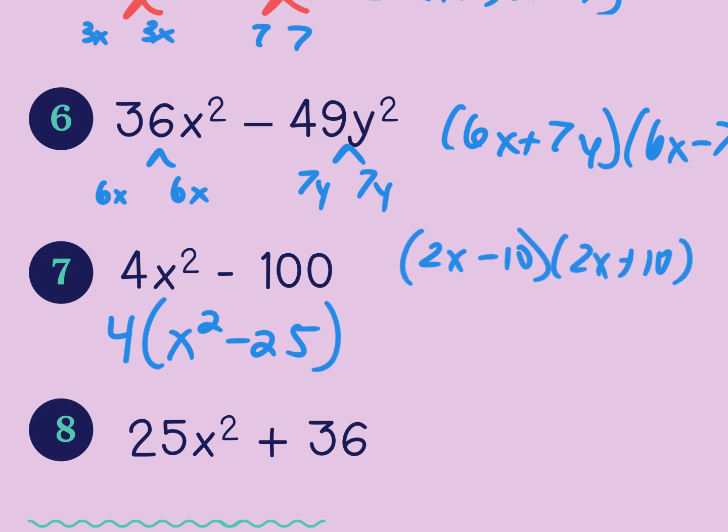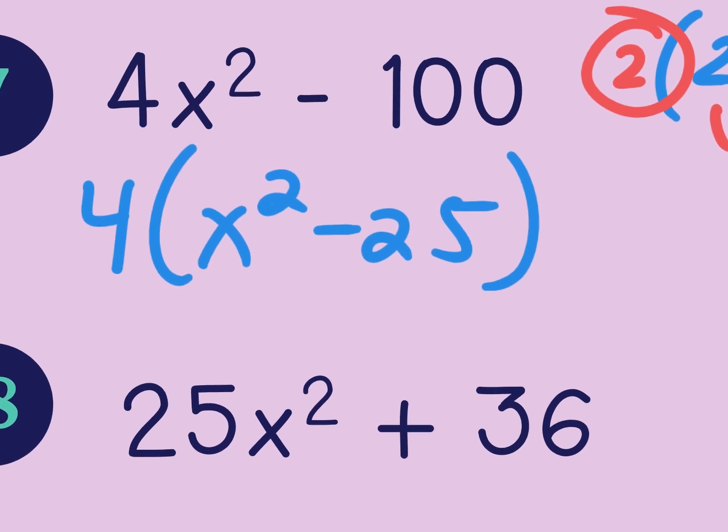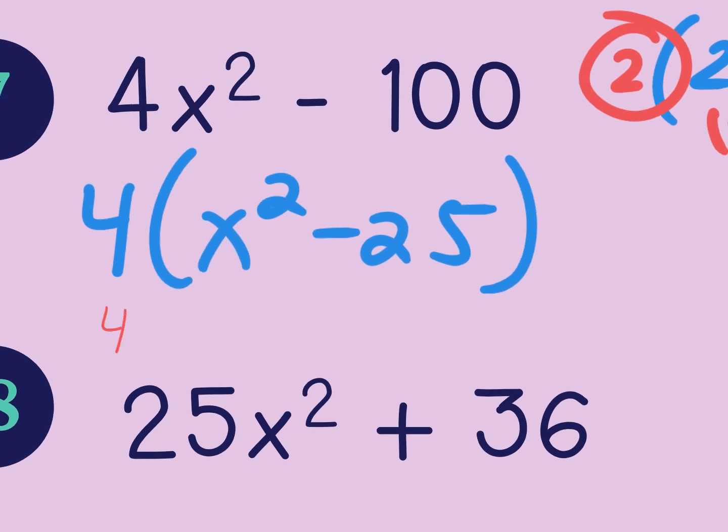I agree that works, but what do you guys notice about 2 and 10? Is there a common term with 2 and 10? What number can you take out of both of those? A 2, and you'd be left with x minus 5. What can you take out of 2 and 10 in the second parenthesis? A 2, you'd be left with x plus 5. So what does this actually work out to be? 2 times 2 is 4, x minus 5, x plus 5. Okay, so go back here. When we take out the GCF first, that 4 still hangs out in front here.